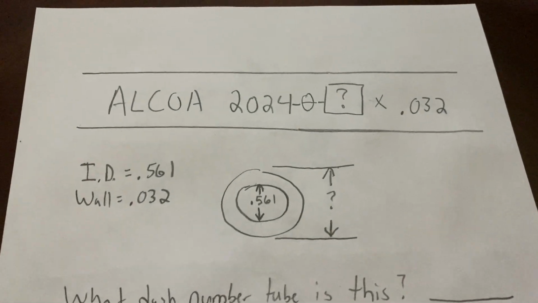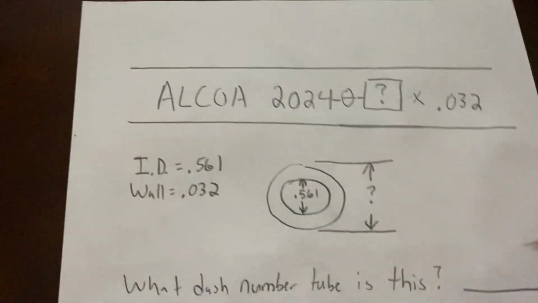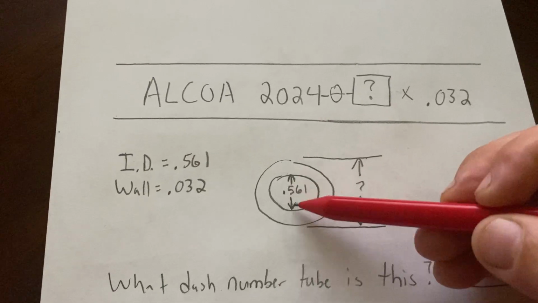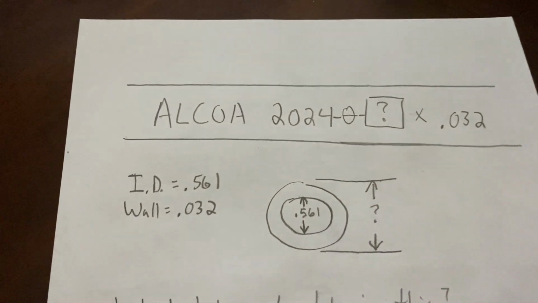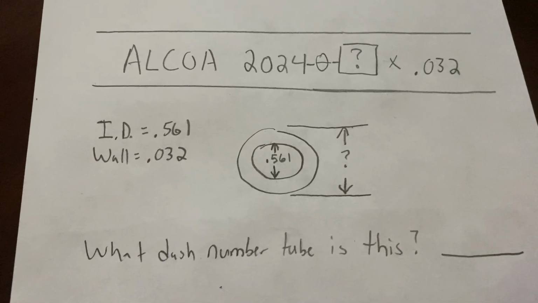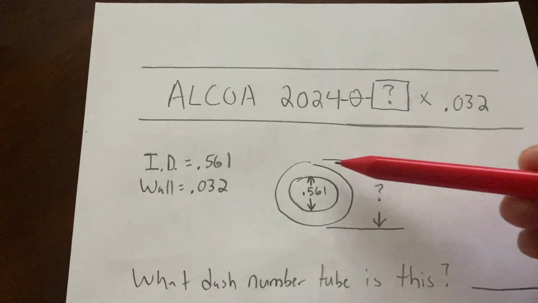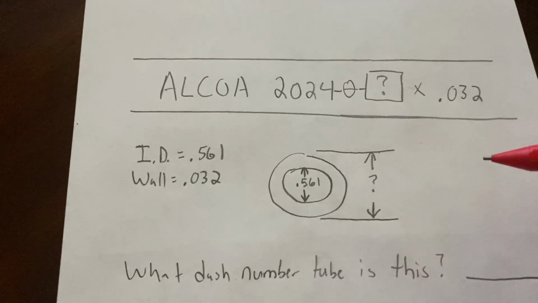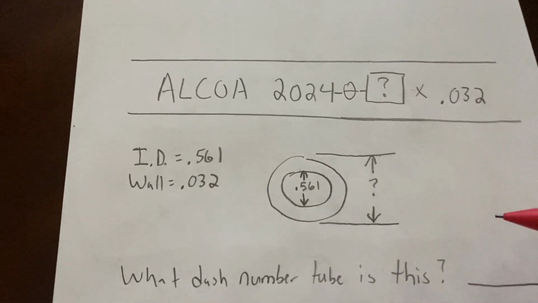So this time we're going to work backwards. I'm going to give you the inside diameter. Let's say we took a tool and we measured across the inside of the tube and we got 0.561. What this question is asking, what would be the dash number of the tube? So basically, to determine that, we need to know the outside diameter of the tube. Same thing, right? Dash number relates to how many 16ths it is.